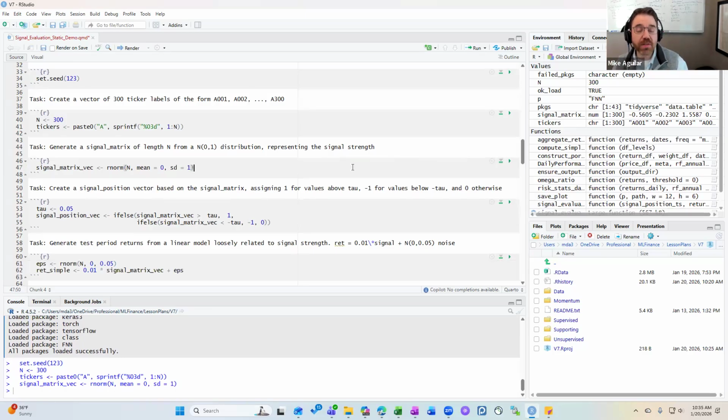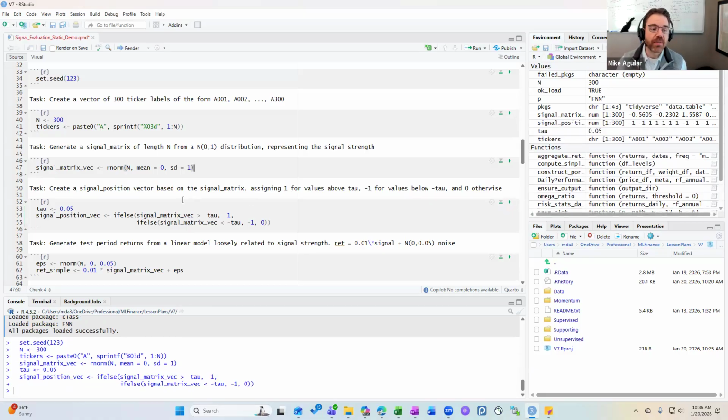So now what I want to do is create a position vector around some threshold. And again, I'm just arbitrarily picking this. What this is going to do is say, first we define tau. Tau is going to be like a thresholding effect. And I want to take the value of 1, long, if the signal from the signal vector is above 0.05. And I want to go -1, short, if that signal is less than minus 0.05. Everything in between is just going to be 0.